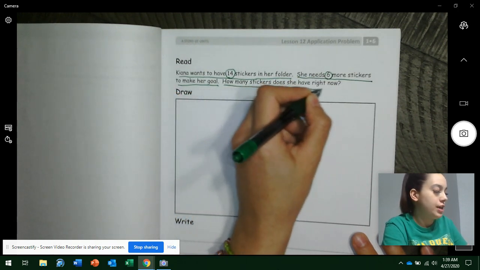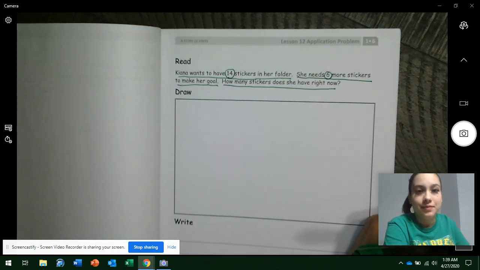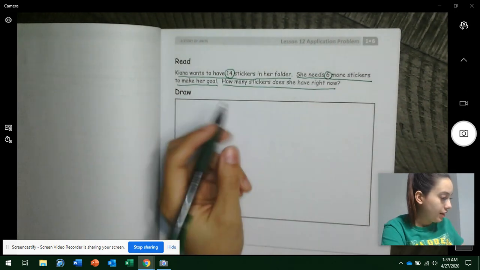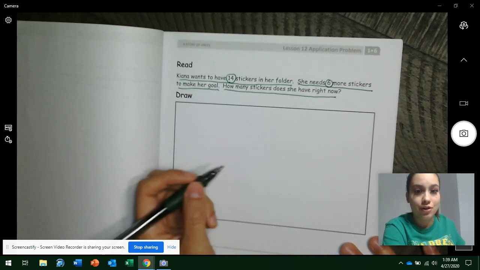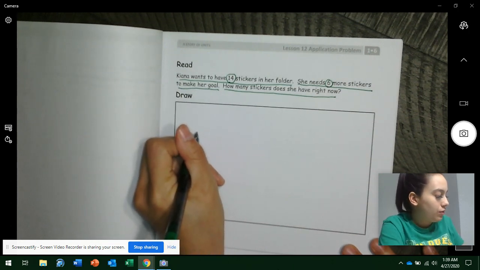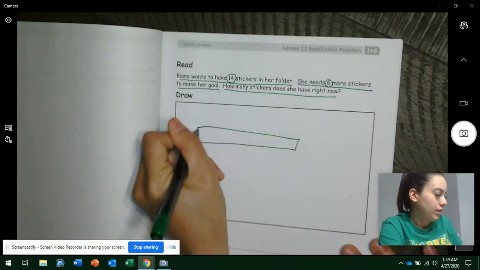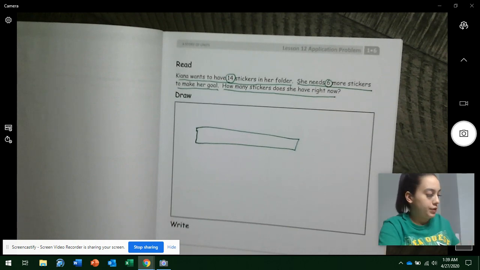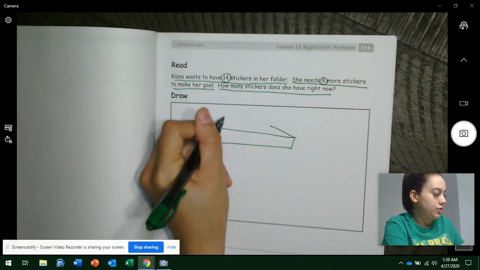How many stickers does she have right now? What do we want to know, boys and girls? Get ready. Yes, we want to know how many stickers she has right now. So let's go ahead and work our problem. Remember, we're practicing on being second graders, so we are going to draw our tape diagram. I draw, you draw. Let's go ahead and draw the box. And we are going to put a K for Kiana because this is about Kiana.